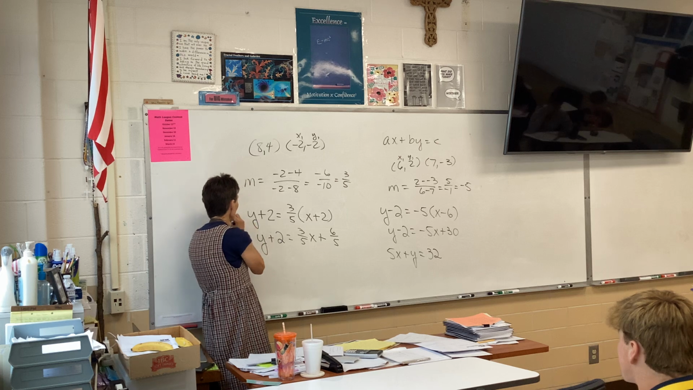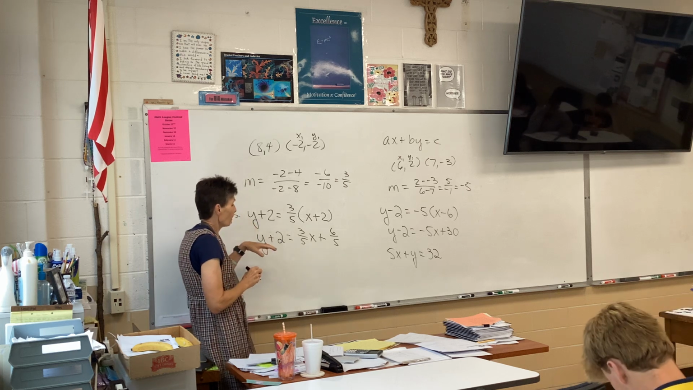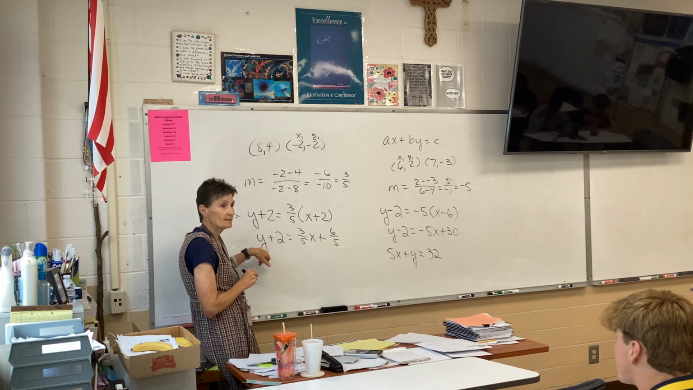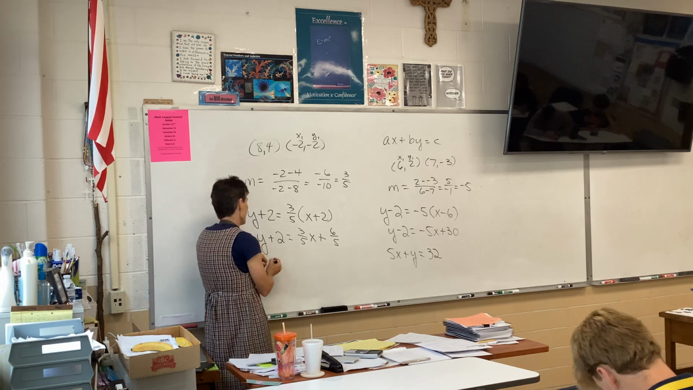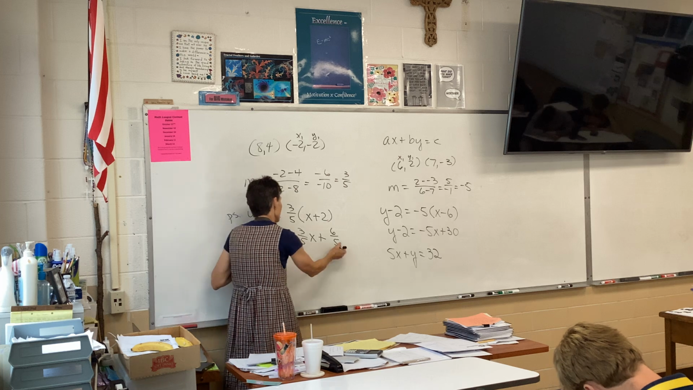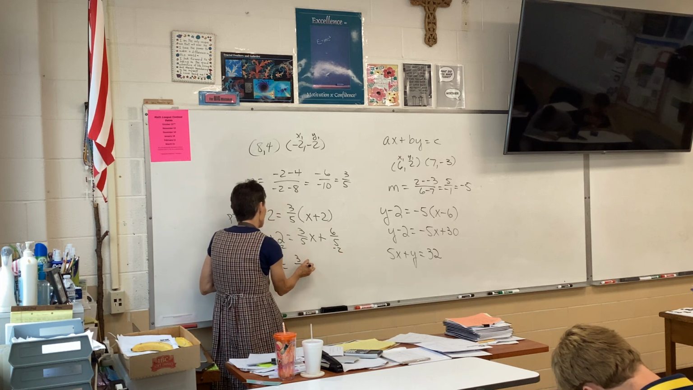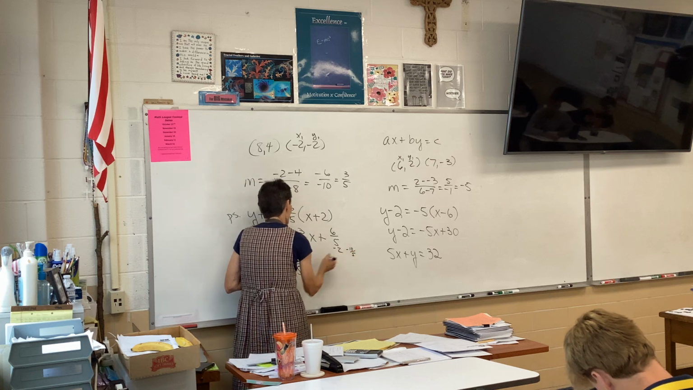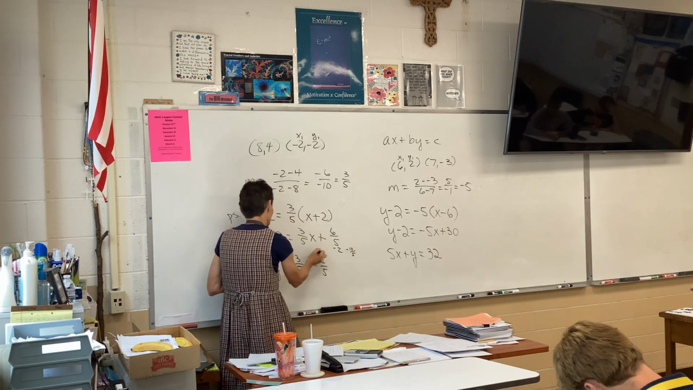This was my point slope form right here. Now, if I want to end up with slope intercept, then don't I need y by itself? So I'll subtract the 2 over. So 3/5 x, let's see, that's 10/5, minus 4/5.